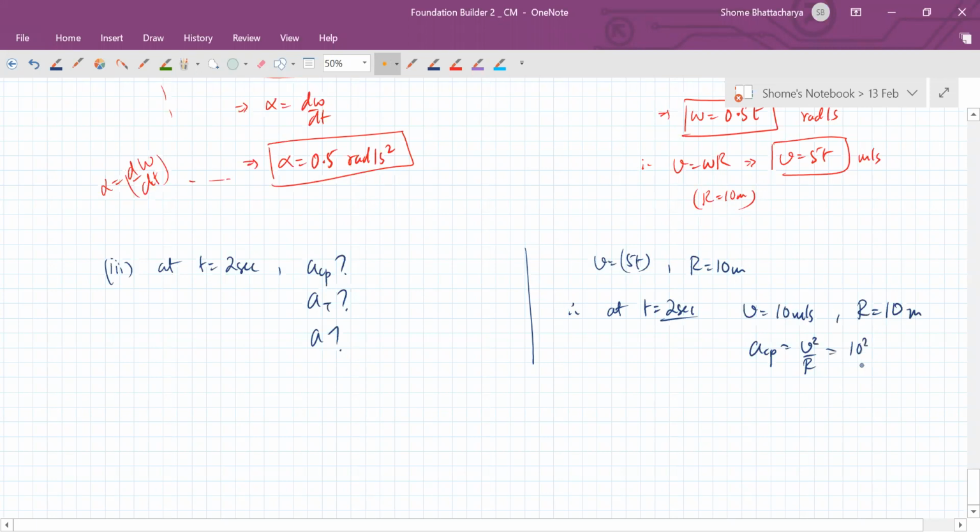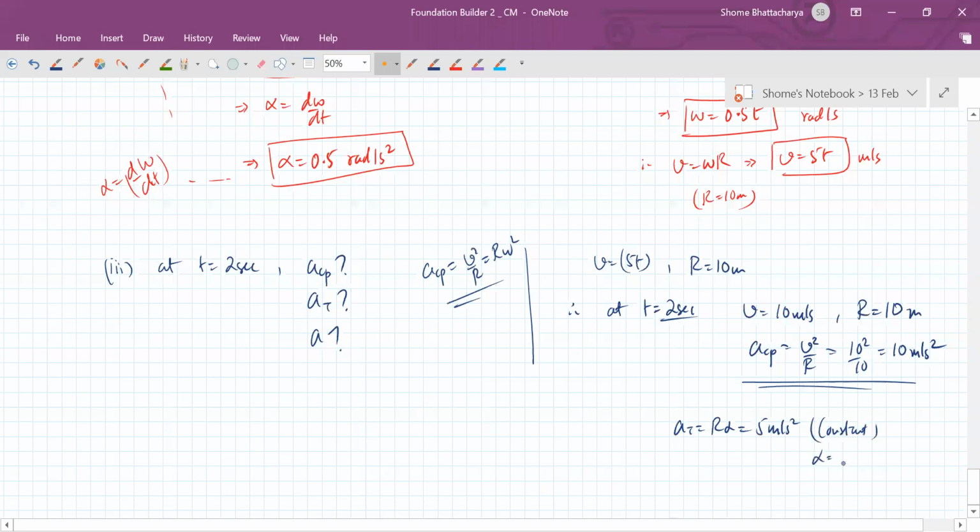So centripetal acceleration is 10 meters per second square, because you're using the relationship that centripetal acceleration is v square by r or r omega square at an instant. And then tangential acceleration is r alpha, which is constant because alpha is constant, as we already saw. So at t equal to 2 seconds, the magnitude of our centripetal acceleration just at that instant is 10 meters per second square.